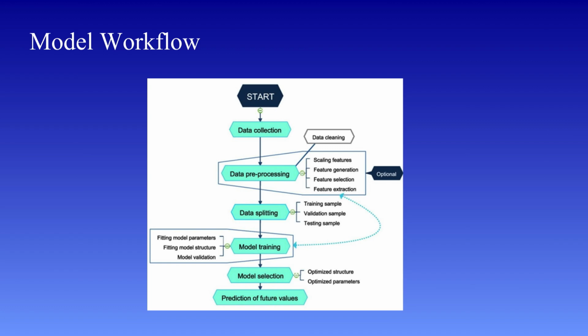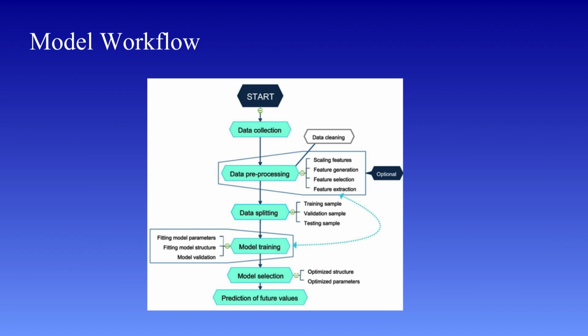Now comes the core step: model selection and training. Here, we choose an appropriate algorithm based on the problem. For regression tasks, we might choose linear regression or multiple regression. The model is then trained using the training dataset. During training, the model learns the relationship between inputs and outputs by adjusting its internal parameters. The goal is to minimize the error between predicted values and actual values.